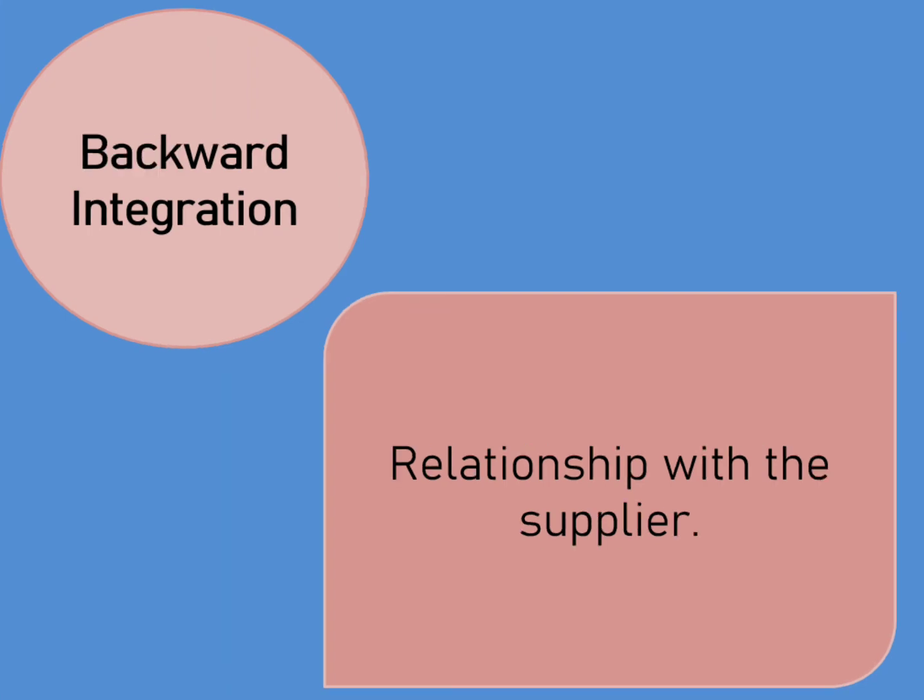Backward integration, relationship with the supplier. For example po dito is yung company po, bibili po siya ng other company para maging supplier niya po sa mga kinakailangan niya pong products. For example na lang po dito is piggery. Hahanap po siya ng other business or company na nagsusupply ng feeds, which is unang pangangailangan ng mga piggery.